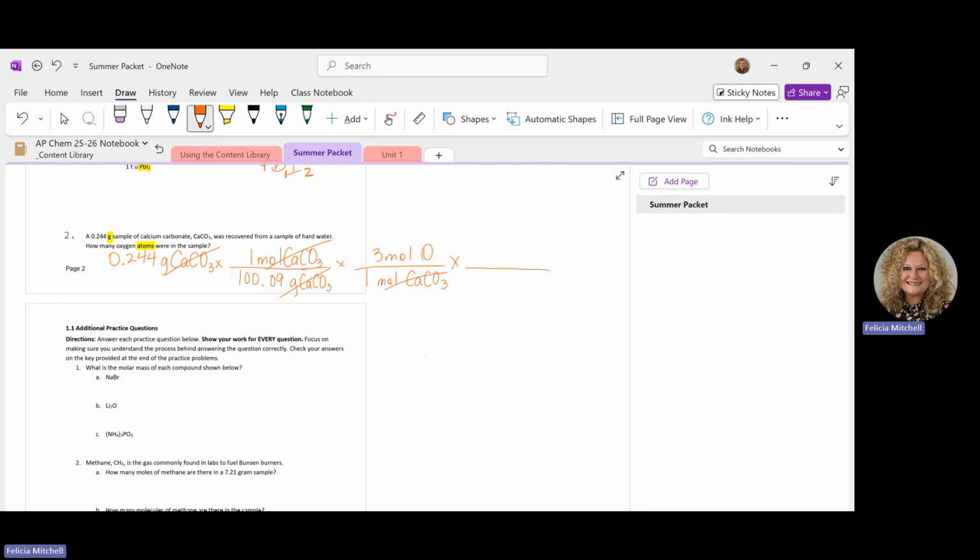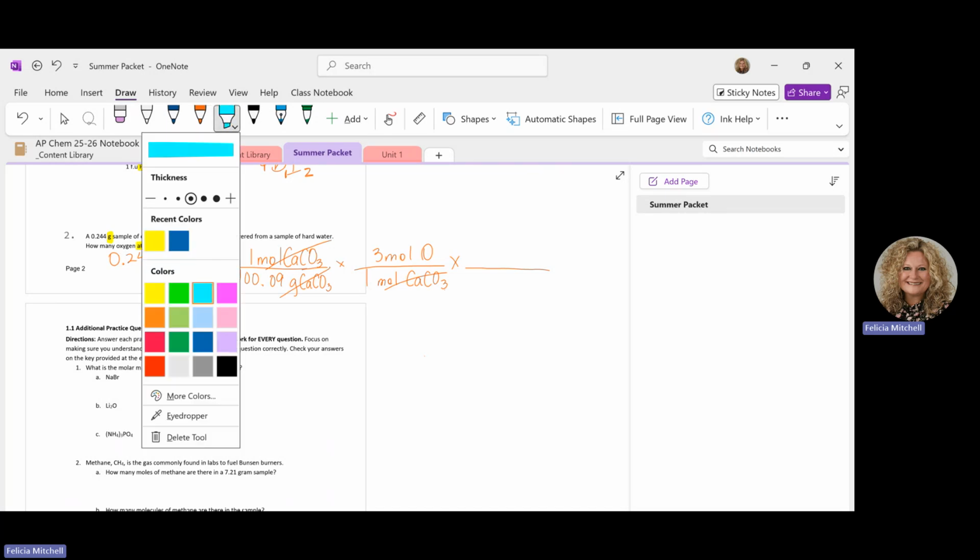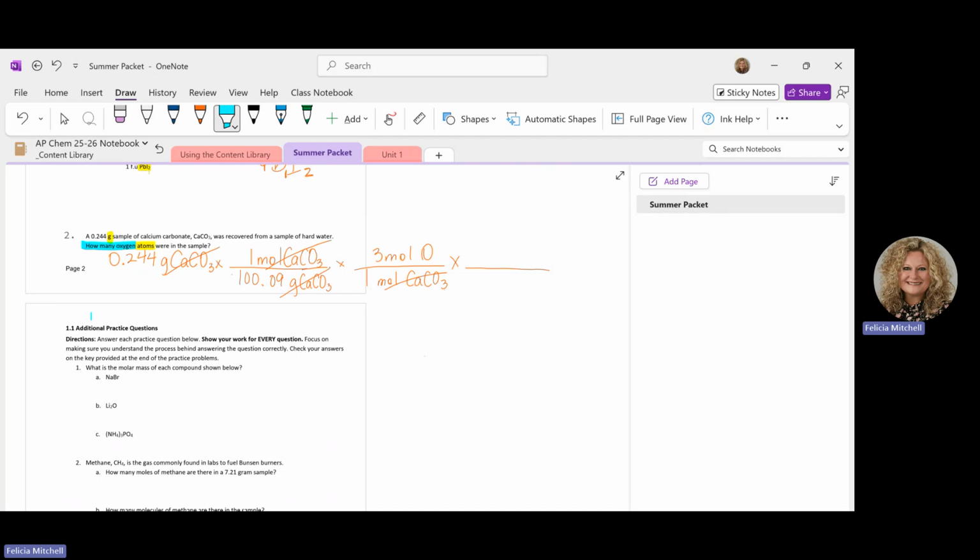What do I care about? The question. Sometimes you have to look back and say, what am I even doing? I'm getting so lost. The question was all about oxygen atoms. So I'm going to say, okay, well, I need to get rid of moles of oxygen, and I need to solve for atoms of oxygen. How do I know I need atoms of oxygen in my numerator? Because that's what the question's about.